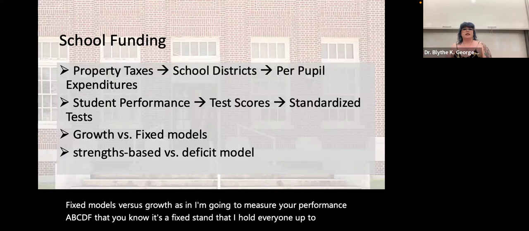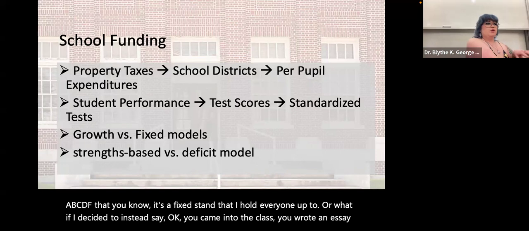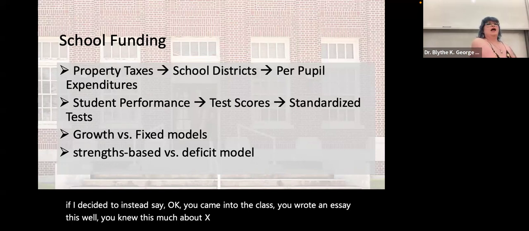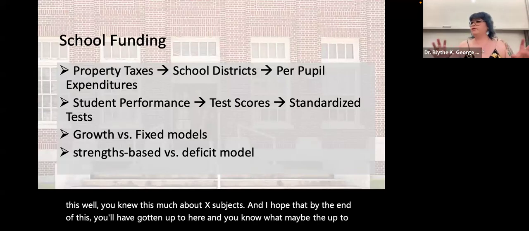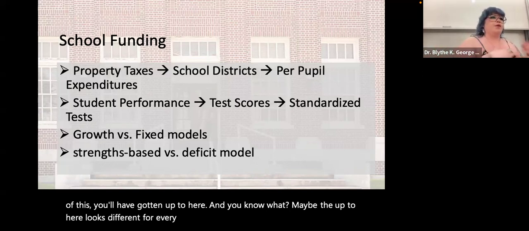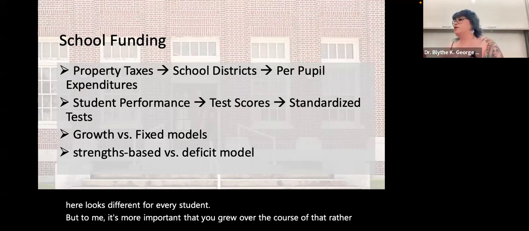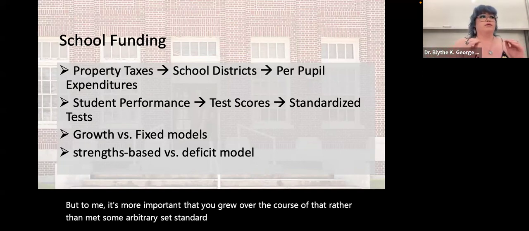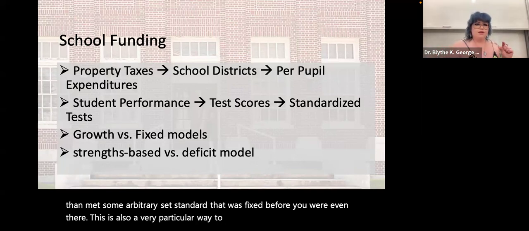Or what if I decided to instead say, okay, you came into the class, you wrote an essay this well, you knew this much about X subjects, and I hope that by the end of this, you'll have gotten up to here. And you know what? Maybe the up to here looks different for every student, but to me, it's more important that you grew over the course of that rather than met some arbitrary set standard that was fixed before you were even there. This is also a very particular way to assess students or teachers or schools.